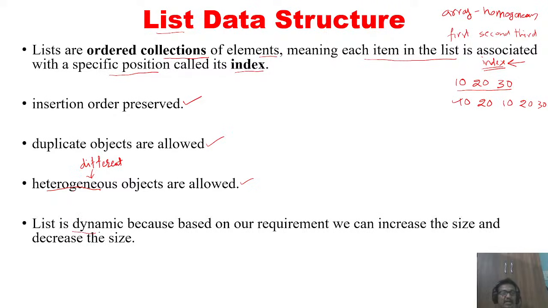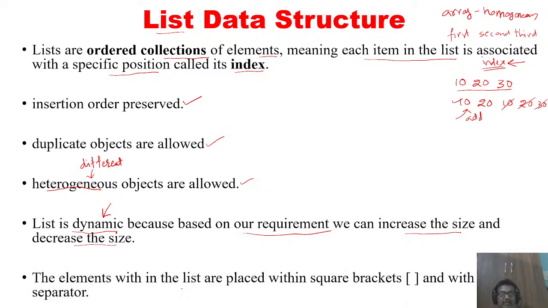Then the list is dynamic. Based on our requirement, we can increase the size of the list and we can decrease the size of the list. There is no fixed size. Once you create a list, you can go on adding any number of elements; there is no restriction on the size. You can also delete elements from the list if they are not required, which decreases the size. So the size of the list is not fixed, it is dynamic.